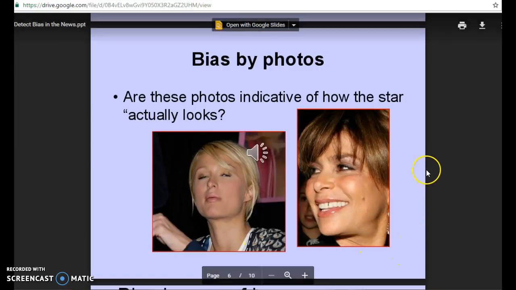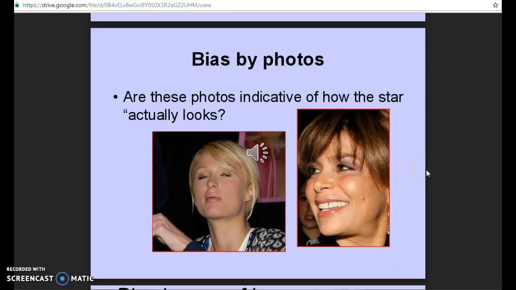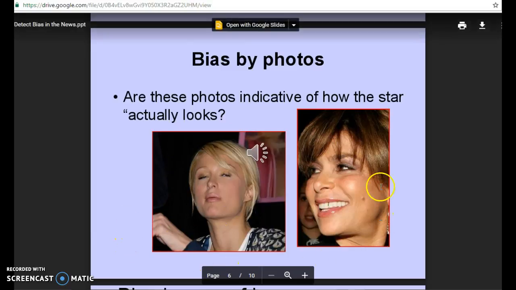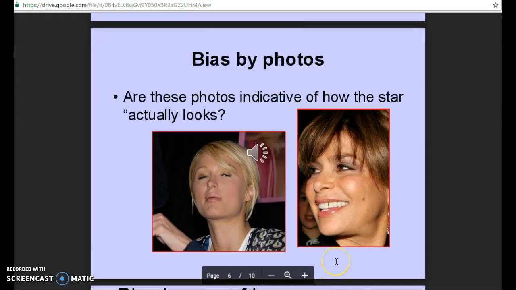Bias by photos. These are two really good examples of bias by photos. Are these photos indicative of how the star actually looks? You might notice that these are very unfavorable photos of Paula Abdul and Paris Hilton, but these would no doubt be published on the cover of a magazine, maybe saying that Paris Hilton is drugged up and Paula Abdul needs tooth surgery, something along those lines to draw the reader in.